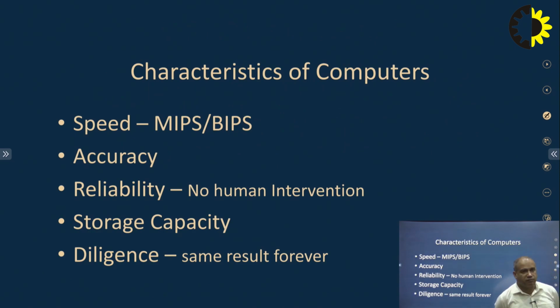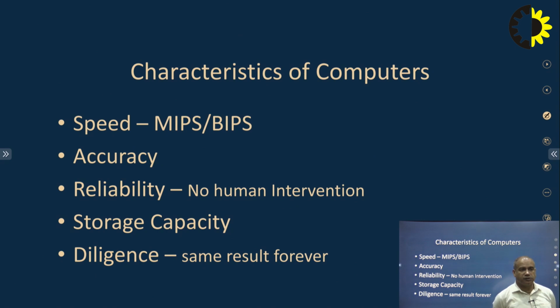Next, the most important question is the characteristics of a computer. So basically it has 5 characteristics. One is speed. Speed means a computer can process millions or billions of instructions per second. Second is accuracy. A computer can work accurately on any given task as per the given instruction without any error. If I talk about reliability, no human intervention is there, so a computer is more reliable than a human being.